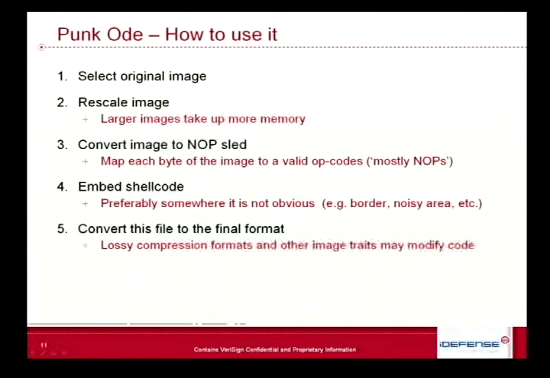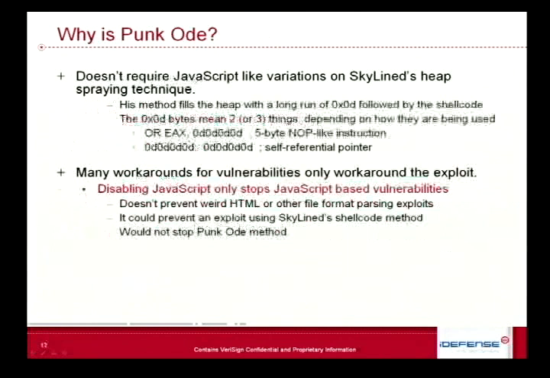So the way Pwnicode works is you choose an image, and you scale the image up a lot. You want to make it take up a lot more memory, because that gives you a lot more target to aim for. You convert the whole image into a NOP sled. Basically, you map each byte to a valid instruction, which doesn't do much. Then you embed the shellcode in it, somewhere where it's not too obvious, and you convert this into the final format. Certain compression caused by certain formats can damage the code, so you need to do some other tricks.